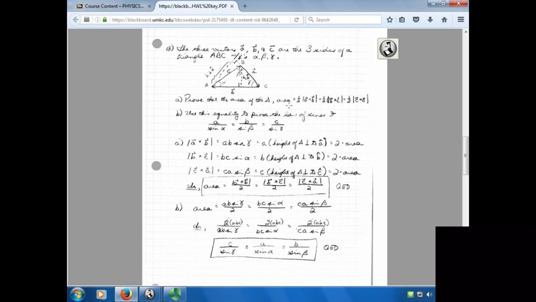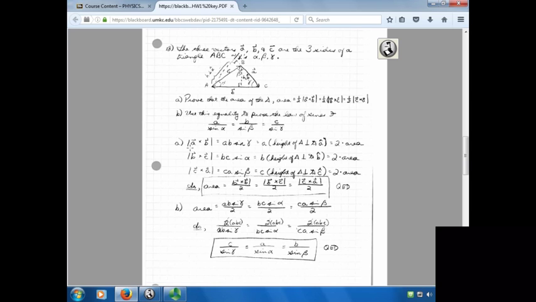Number 18. The 3 vectors A, B, and C are the 3 sides of a triangle ABC with angles alpha, beta, gamma. A, prove that the area of the triangle is 1/2 times the magnitude of A cross B, which is equal to 1/2 times the magnitude of B cross C, which is 1/2 times the magnitude of C cross A. And B, use this equality to prove the law of sines, which states this.